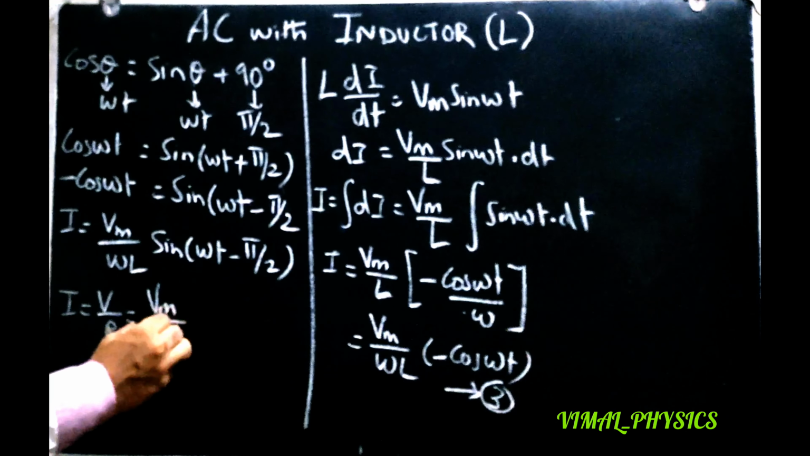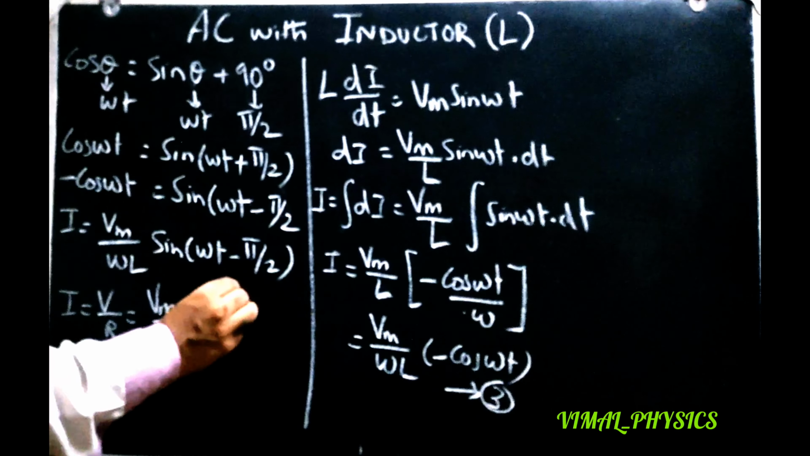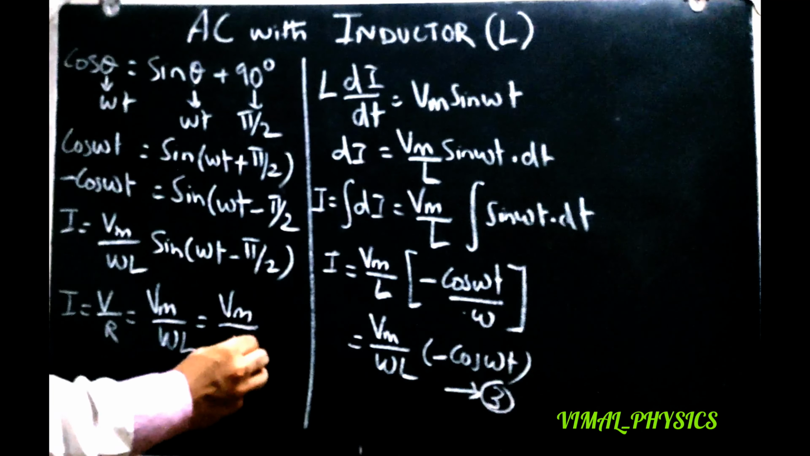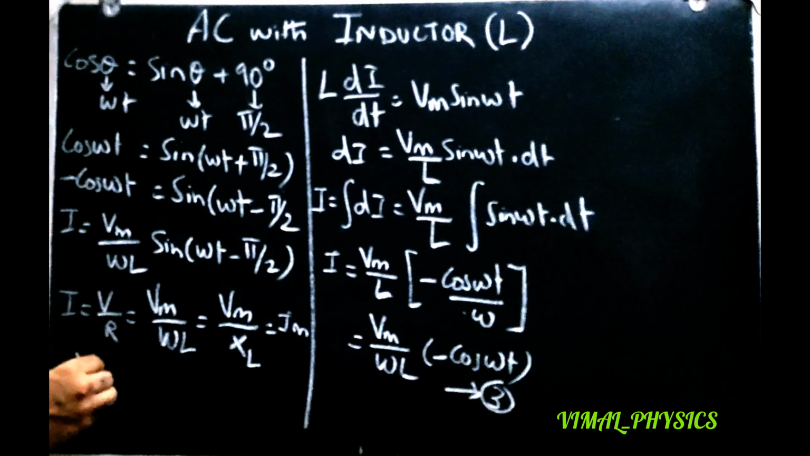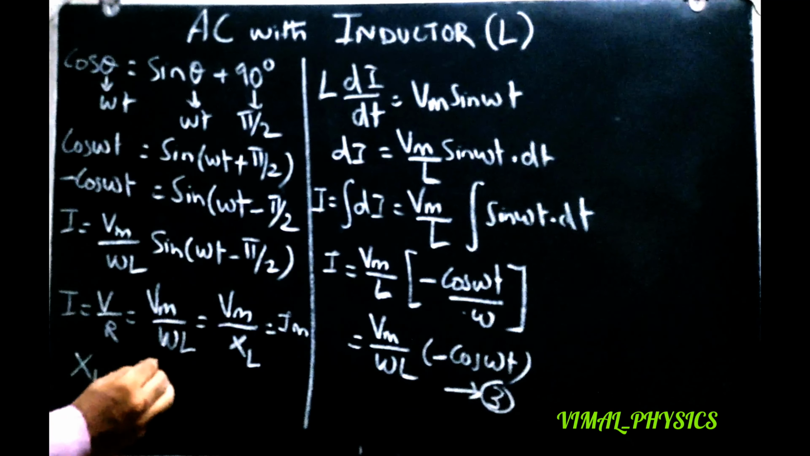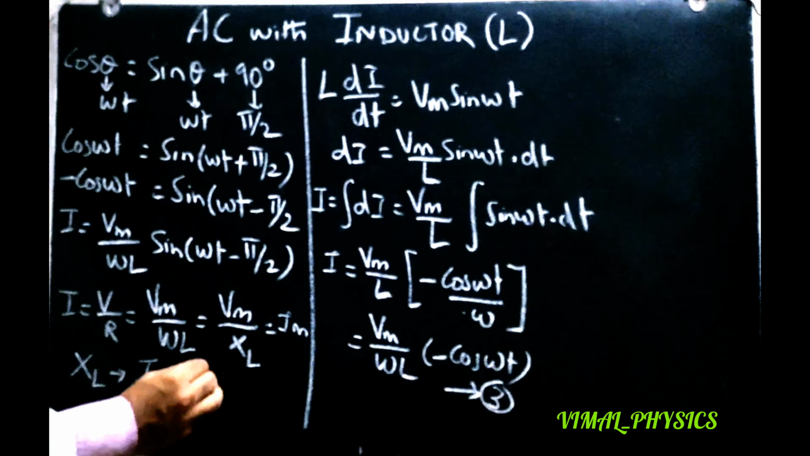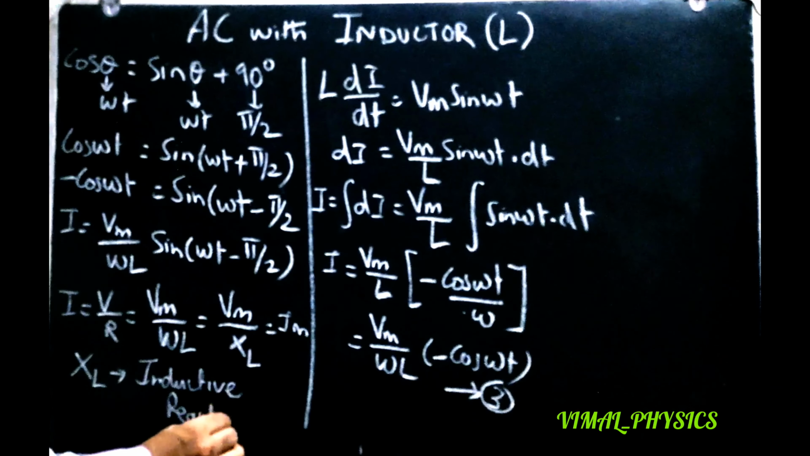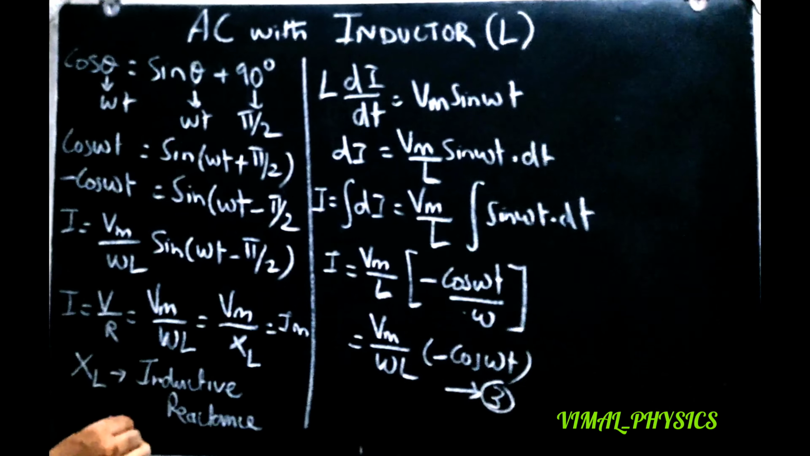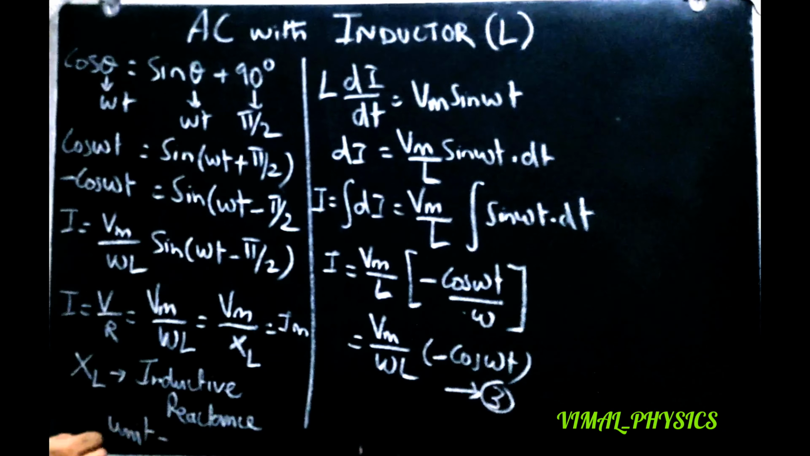So I am going to substitute in terms of Ohm's law, I is equal to V by R. So Vm by omega L, I take it as XL, that is what we call Im, where XL is called the inductive reactance. So it is same as resistance, and the unit will be ohms, the same unit as the resistance. So we call it inductive reactance.